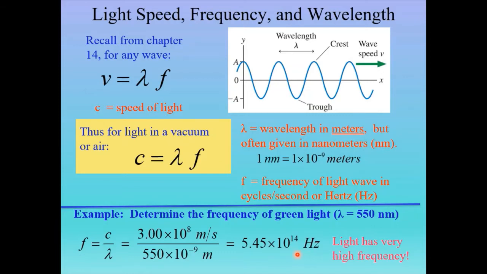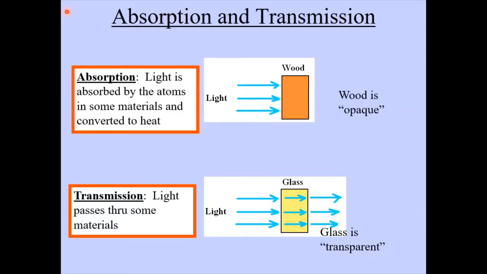Now this is obviously a very large number. This is 545 trillion hertz. So one of the messages here is that light has very high frequency. Its wavelength is so short and it's moving so fast that the frequency is very high, and obviously we're not going to be able to detect this frequency when something is vibrating 500 trillion times per second.